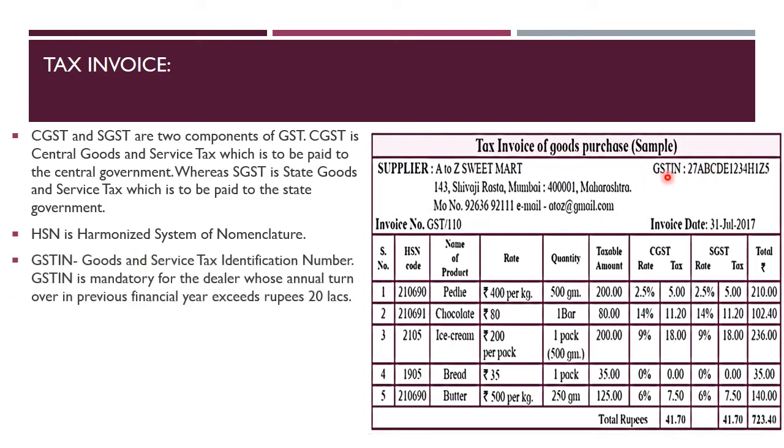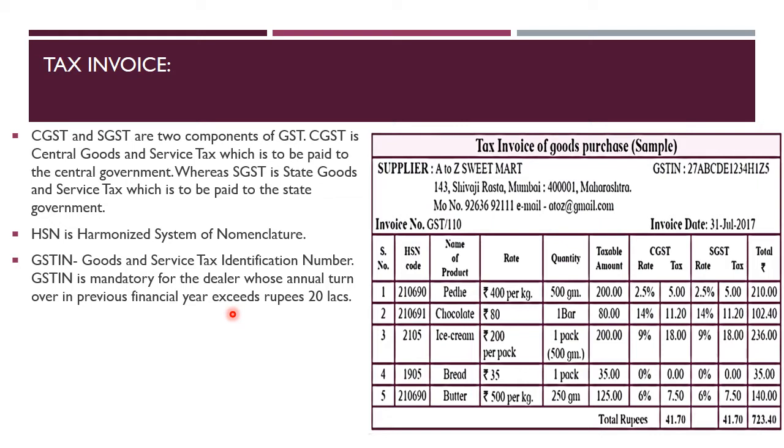Next term is GSTIN. Here in the upper right corner of the invoice, you can see something called GSTIN. Now this is the goods and service tax identification number. Okay, GSTIN is mandatory for the dealer whose annual turnover in the previous financial year exceeds rupees 20 lakhs. Now dealer means whoever is a participant in the trade, the one who is selling the product or purchasing and selling the product. Those people are called dealers.